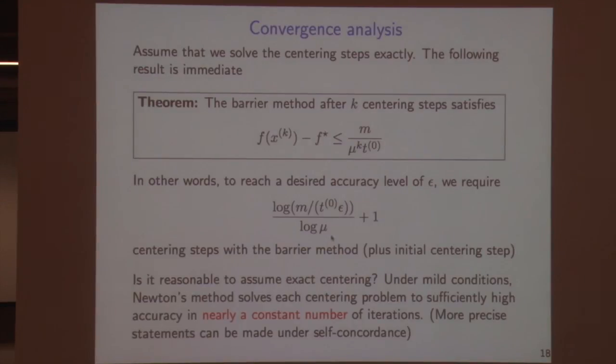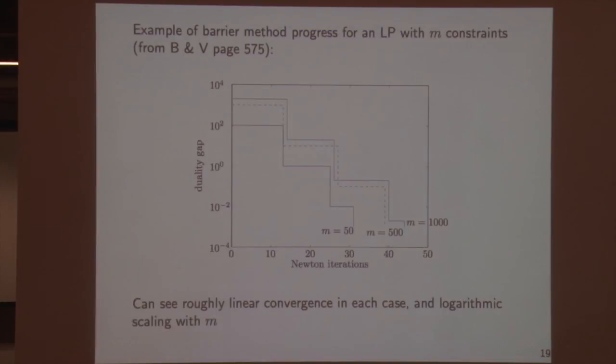So you might ask, like we said earlier, how does the number of Newton iterations scale with the number of constraints? You can see it's still very slow. And the answer is still essentially log of m over epsilon under pretty general conditions. So if we solve a problem with 50 constraints versus 500 constraints versus 1,000 constraints, we only need something like 10 more Newton iterations or 15 more Newton iterations with the barrier method. So it scales well in that sense.